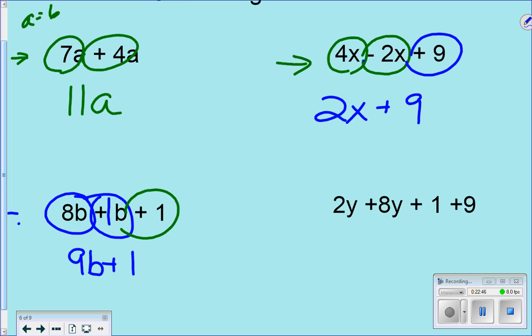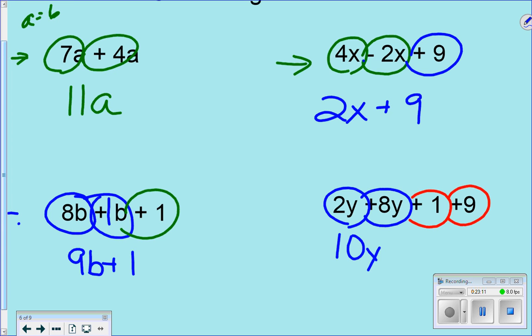Okay, so 2x plus 8y plus 2y plus 9. So I'm going to circle my y's. I'm going to put the blues together, and I'm going to put the reds together. So this says 2x, then whatever sign's in front, so 2x plus 8y plus 2y would be 10y. And then 1 plus 9 would be 10.